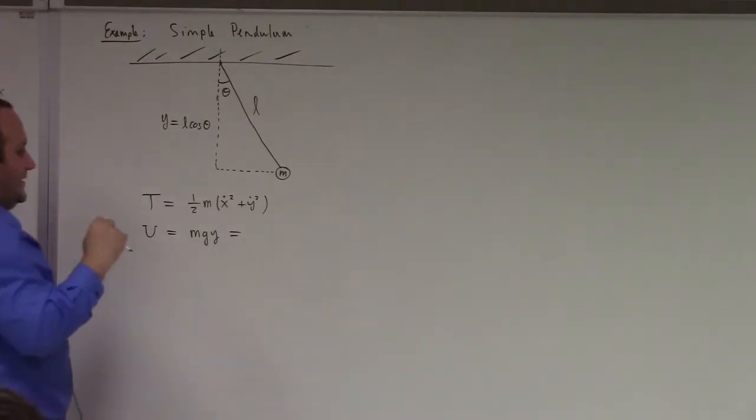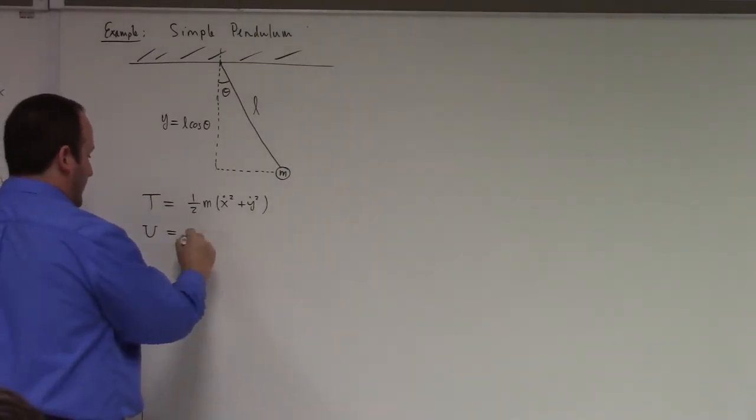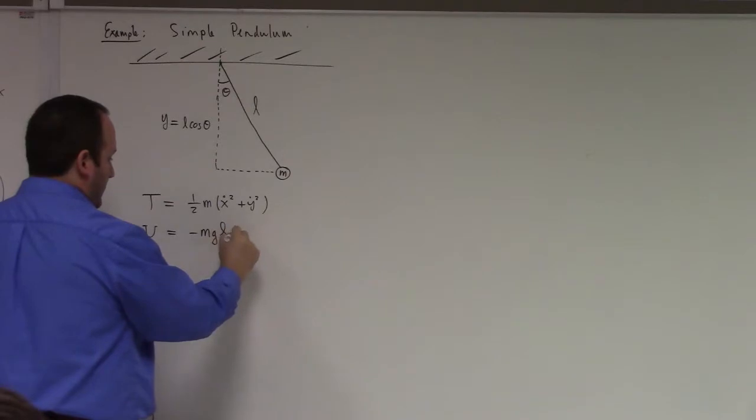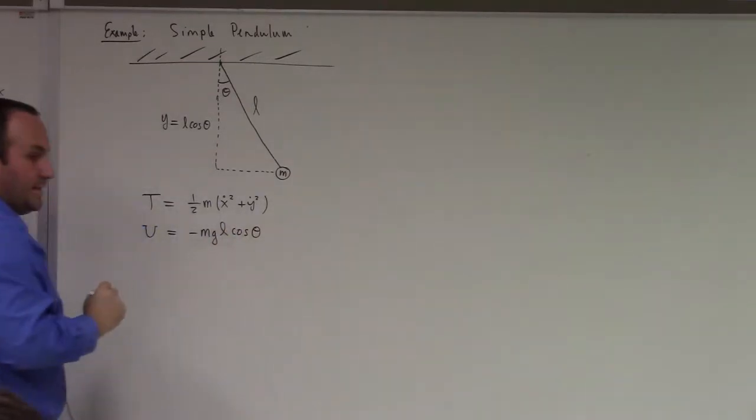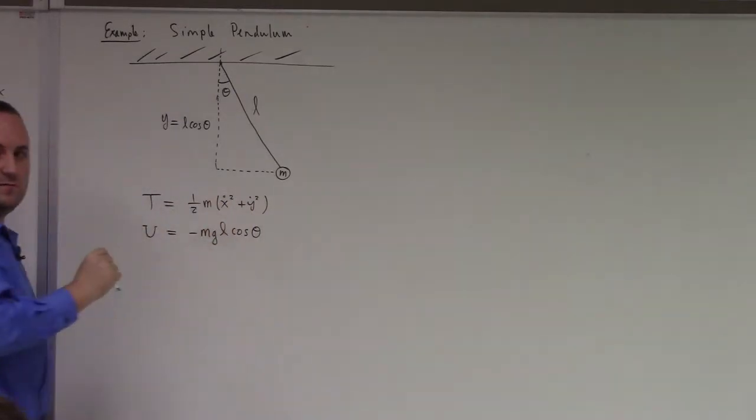And technically speaking, I should really say minus mg L cosine theta. Why the minus? Yeah, it's downward, right? Where do we get T from? T is just a letter. It's just kinetic energy. This is 1/2 mv squared. That's v squared.